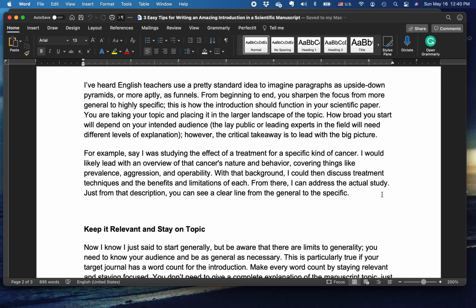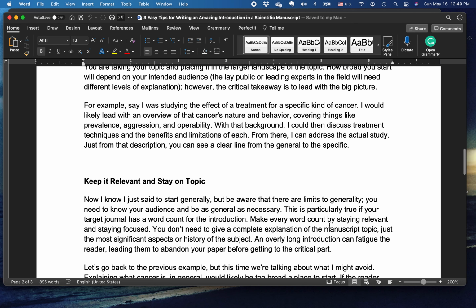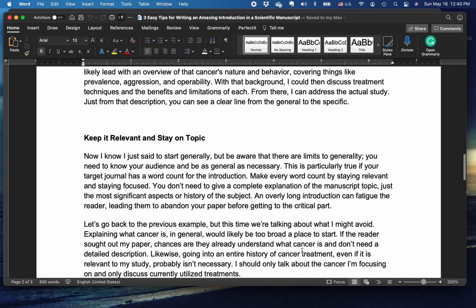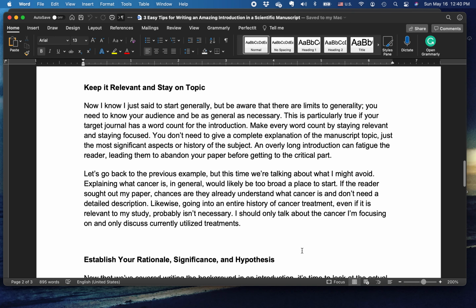For example, say I were studying the effect of a treatment on a specific kind of cancer. I would probably start with an overview of that cancer's nature and behavior and cover things like its prevalence, its aggressivity, its operability. And with that background already having been discussed, I would then start to hint at treatment techniques and benefits, and limitations, etc., and then I can address the actual study. So what I've just described is an example of a line from general to specific.